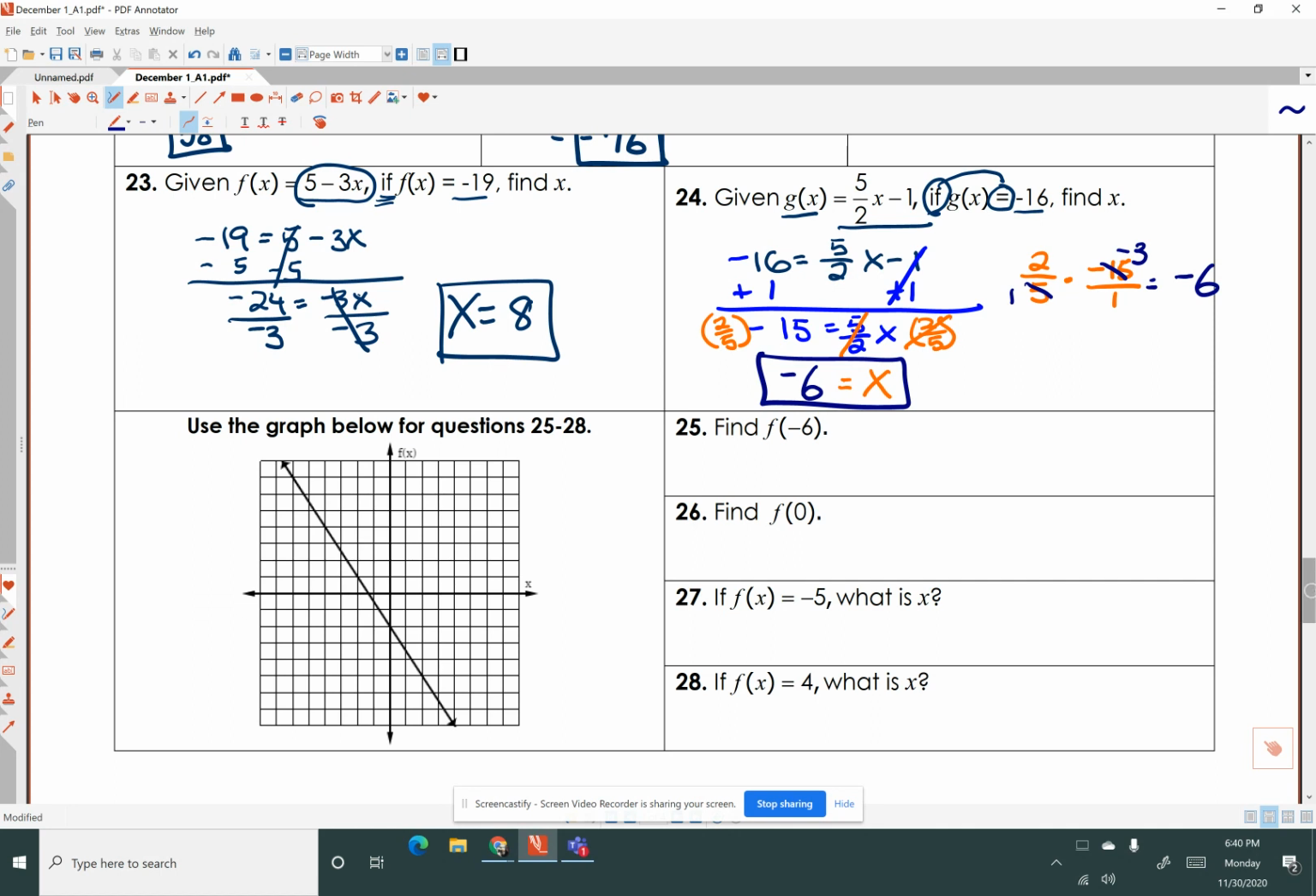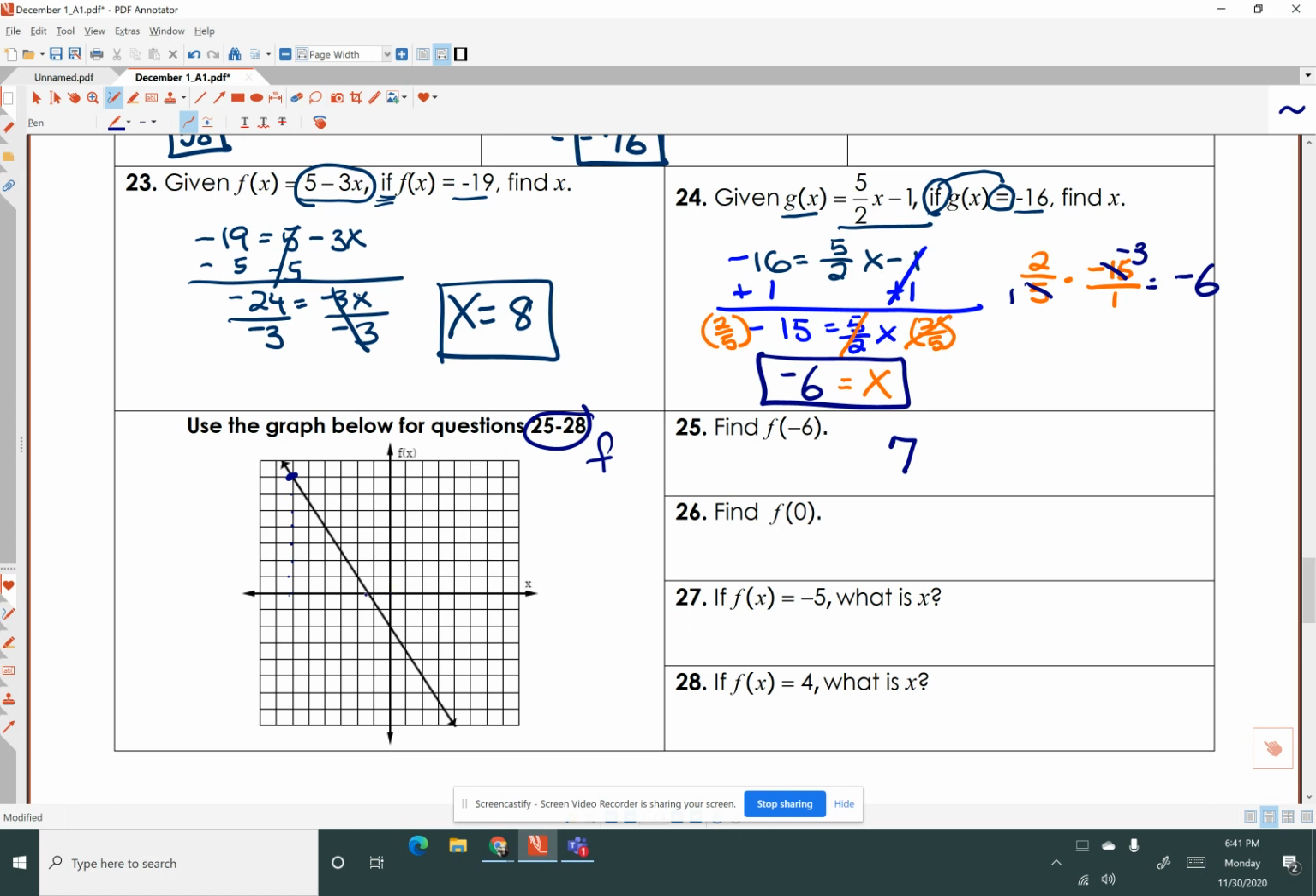Okay. Now, for 25 through 28, we are asked to use the graph to answer those questions. So find f of -6. Okay, so this is our f right here. What is f of -6? 1, 2, 3, 4, 5, 6. Here's our -6. F of -6, 1, 2, 3, 4, 5, 6, 7. F of -6 is 7.